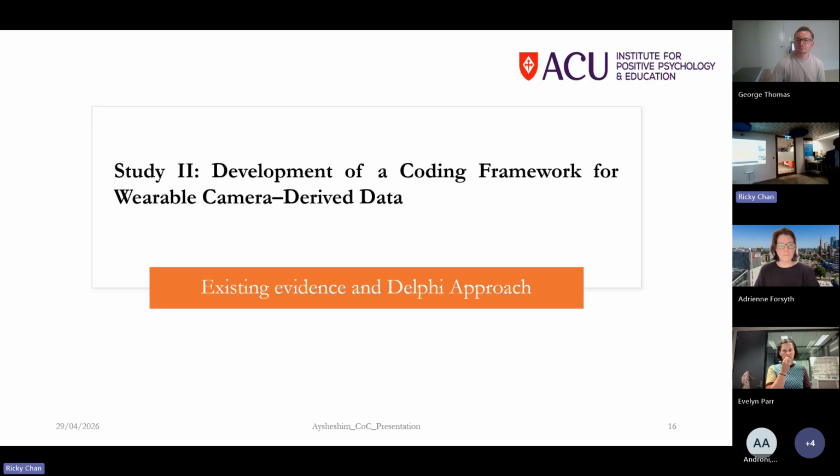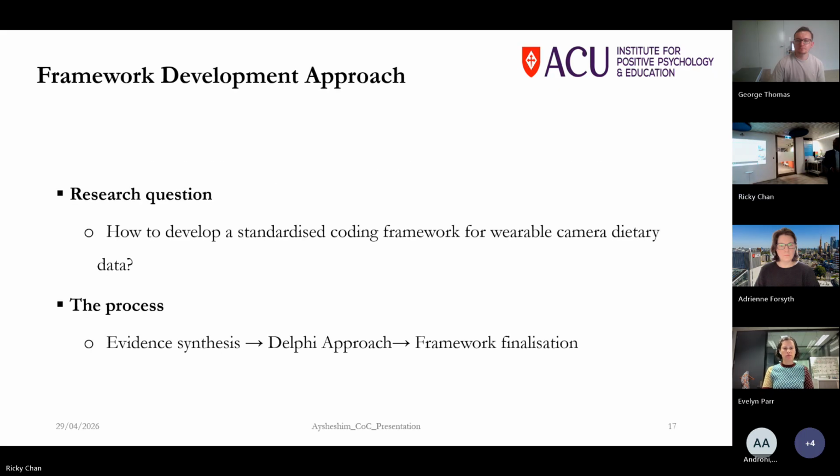The second objective is developing a coding framework using wearable cameras. This study will be addressed using existing evidence and a Delphi approach, or expert consensus. It answers the research question of how the standardized coding framework will be developed from wearable cameras. We follow different processes. First, we synthesize evidence from existing evidence, from previous studies, or systematically. After synthesizing the evidence, we'll use the Delphi approach for evaluating the draft framework. Then we'll finalize the framework.